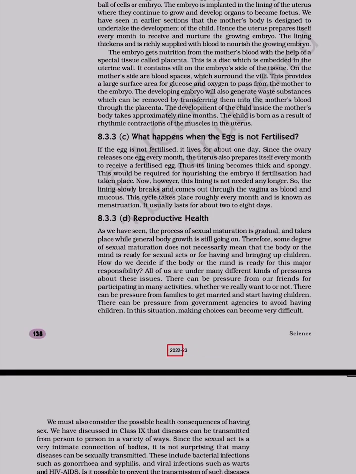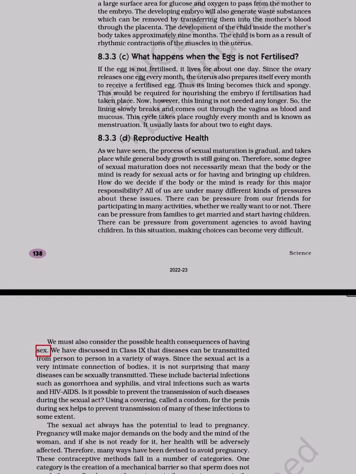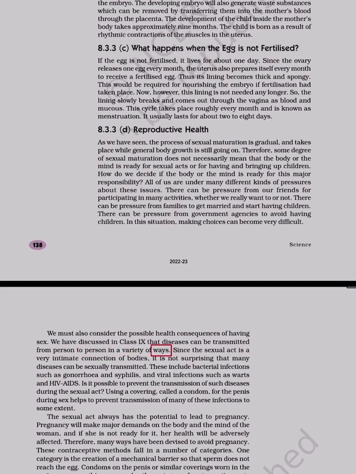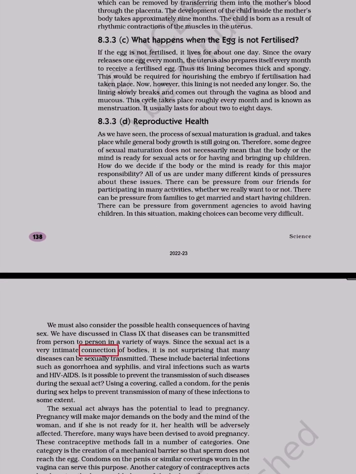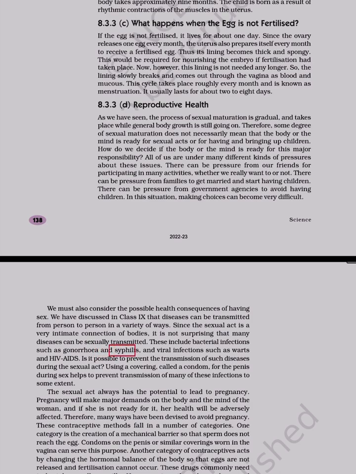We must also consider the possible health consequences of having sex. We have discussed in class 9 that diseases can be transmitted from person to person in a variety of ways. Since the sexual act is a very intimate connection of bodies, it is not surprising that many diseases can be sexually transmitted. These include bacterial infections such as gonorrhea and syphilis, and viral infections such as warts and HIV/AIDS.